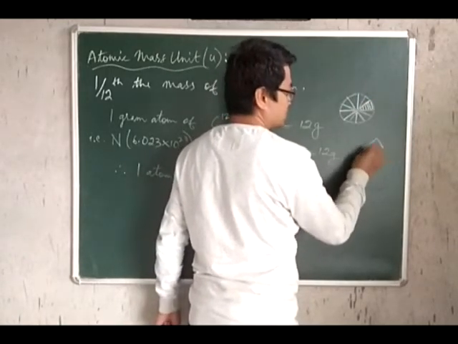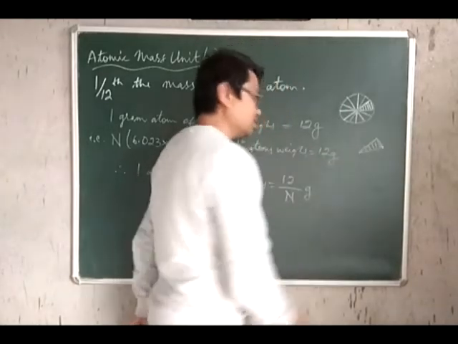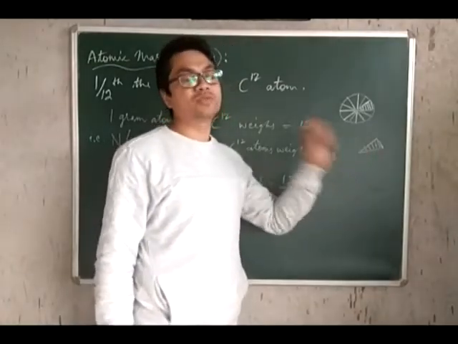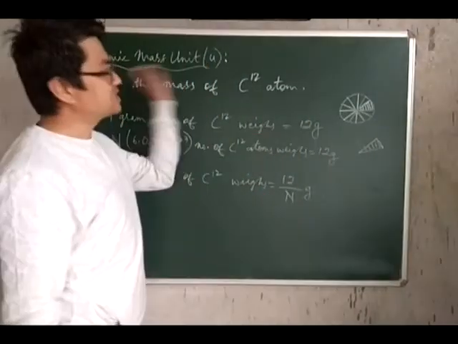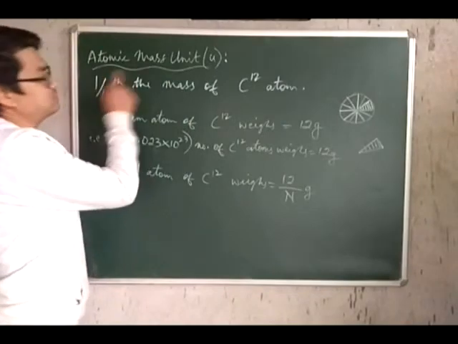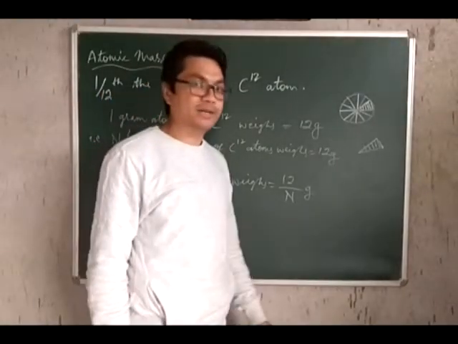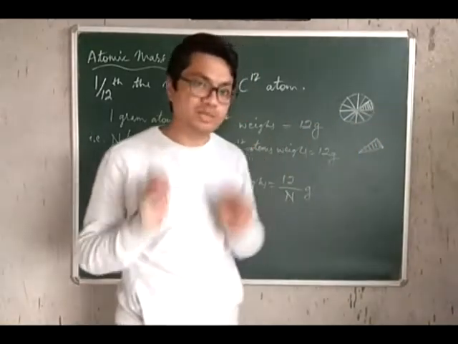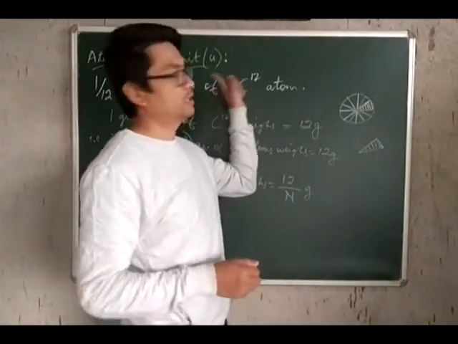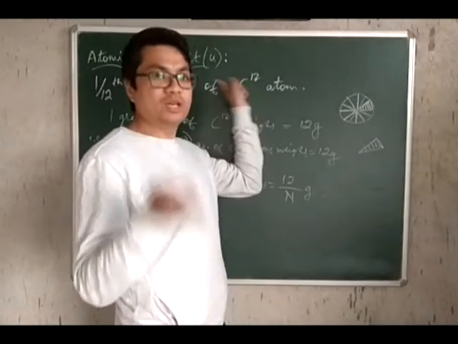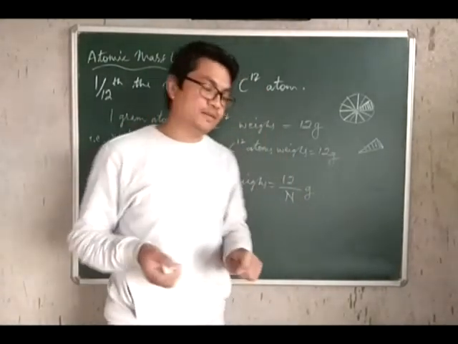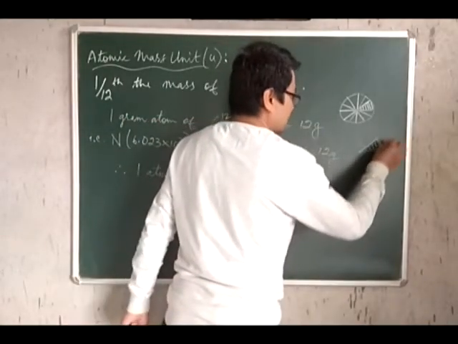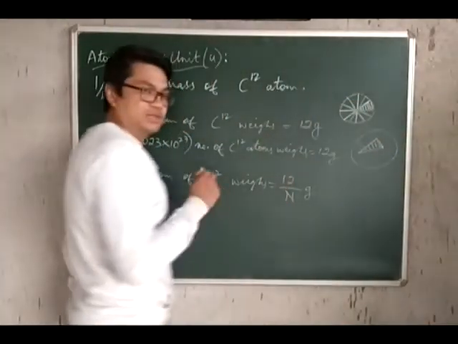So this is the magnified picture of that 1/12 part. The weight, or the mass, of this is your atomic mass unit: 1/12 the mass of a carbon-12 atom. So this 1/12 part of an atom of carbon C12 is the standard weight, so to say, called atomic mass unit. Okay.